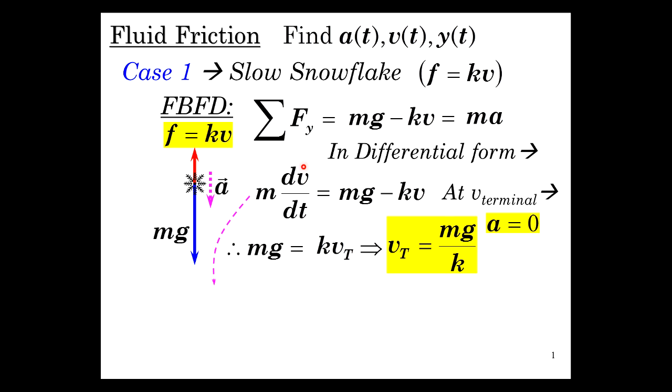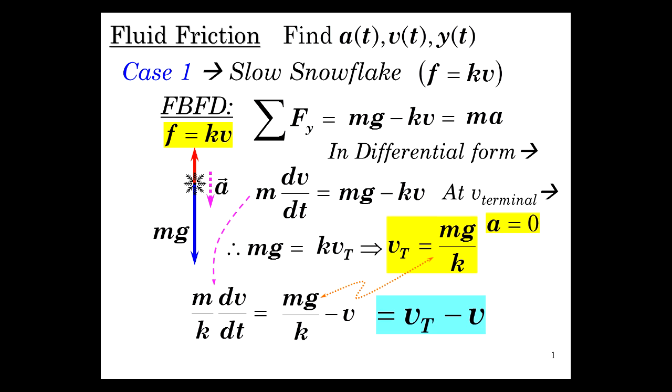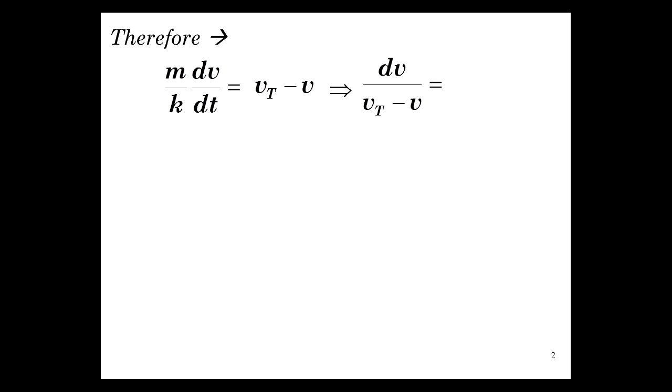Now we'll take this original expression here in differential form, and we'll divide through by k. And we get m over k dv/dt is mg over k minus v. But you'll notice that mg over k is actually what we had for v terminal. So this is that particular constant value of velocity, v terminal. So we have v terminal minus v. Now, m over k dv/dt is v terminal minus v, which we know what to do with.